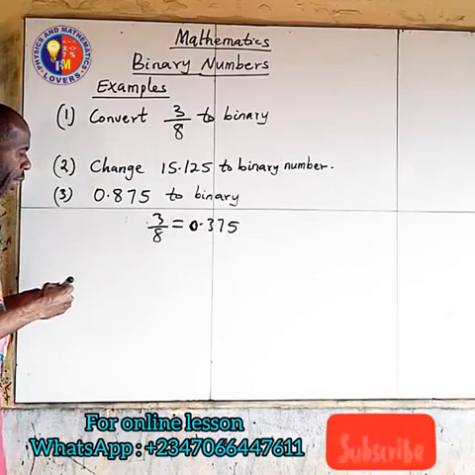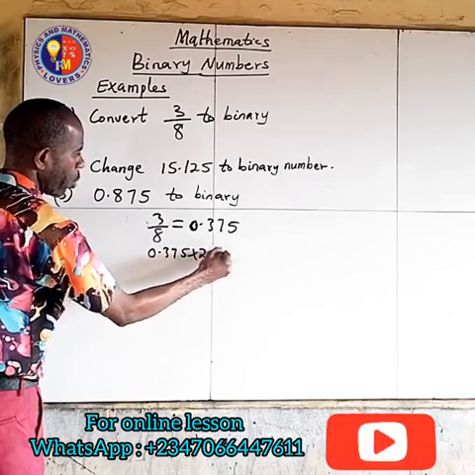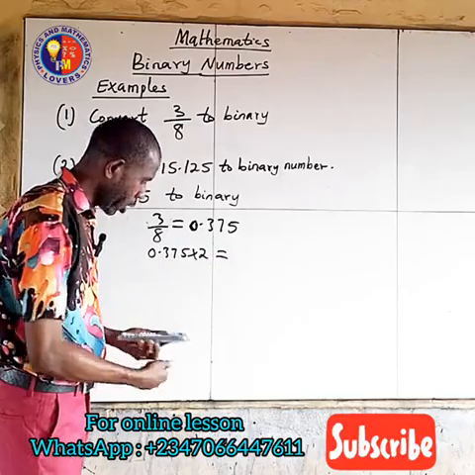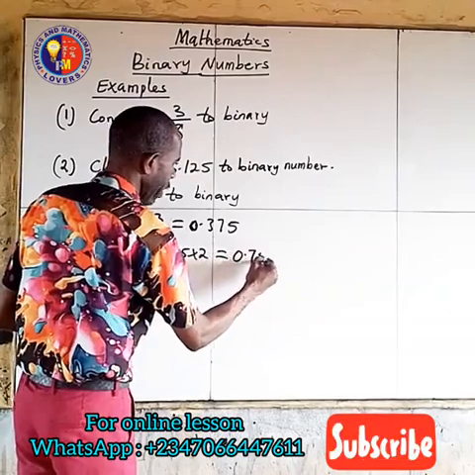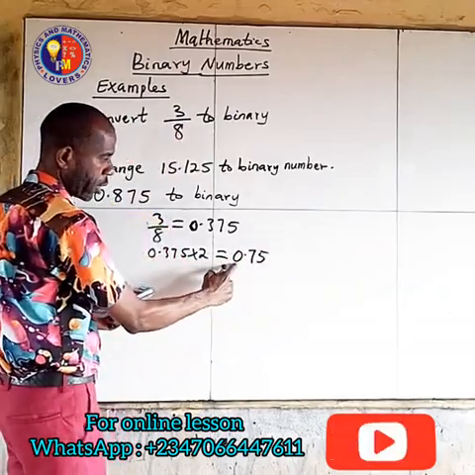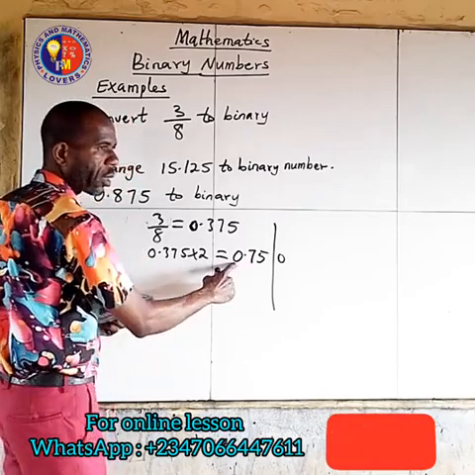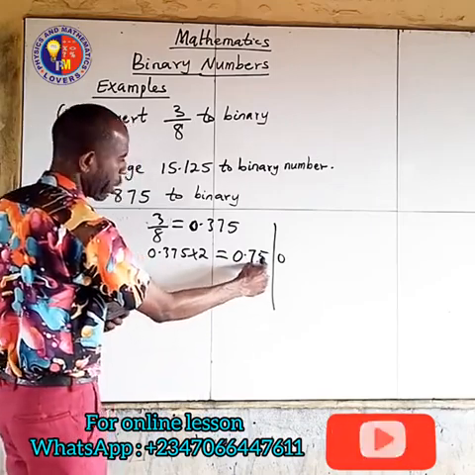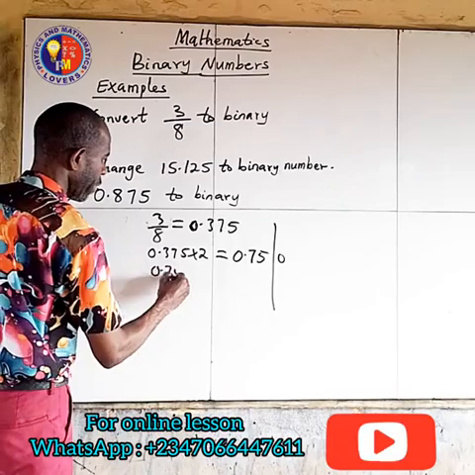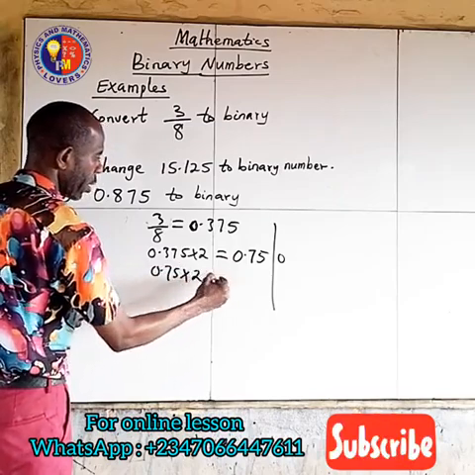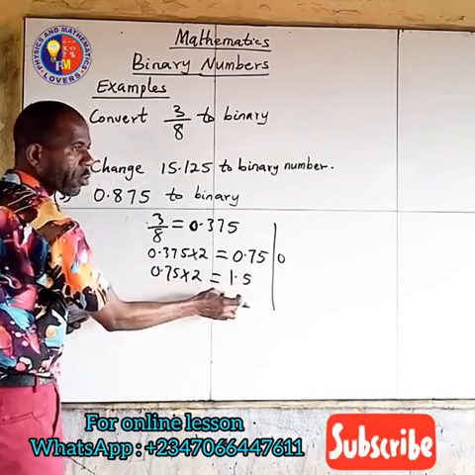This fraction part is 0.375. Now multiply 0.375 times 2. That gives us 0.75. We take note of this integer. Now we take the other fraction here, which is also 0.75. So 0.75 multiplied by 2 is going to give us 1.5.